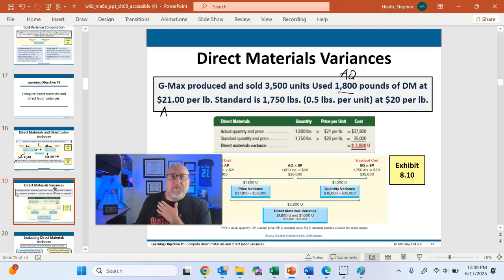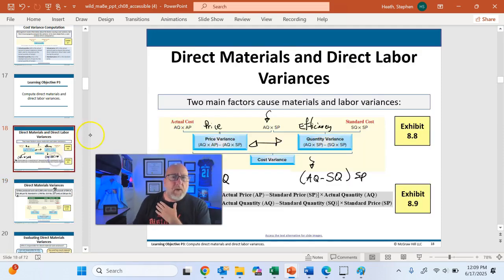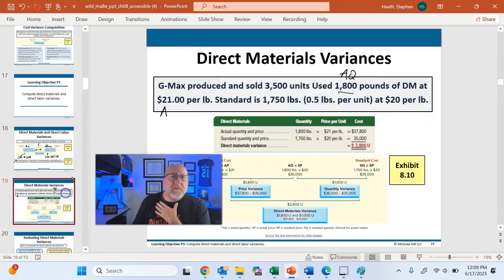And then the actual price, so they used 1,800 pounds at $21 per pound. That is actual cost or price. What were we calling it? We called it actual price. Okay, so I'll just use the same. All right. The standard is 1,750. So we said the standard quantity is 1,750. And the standard price is $20.